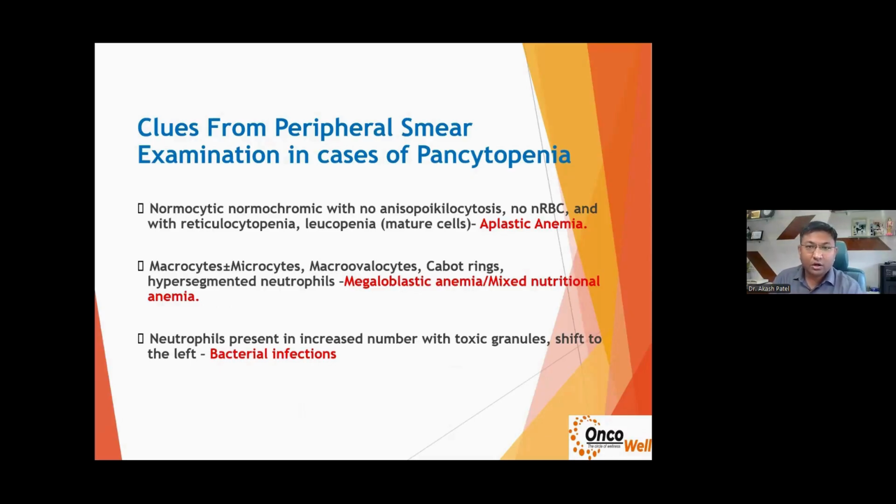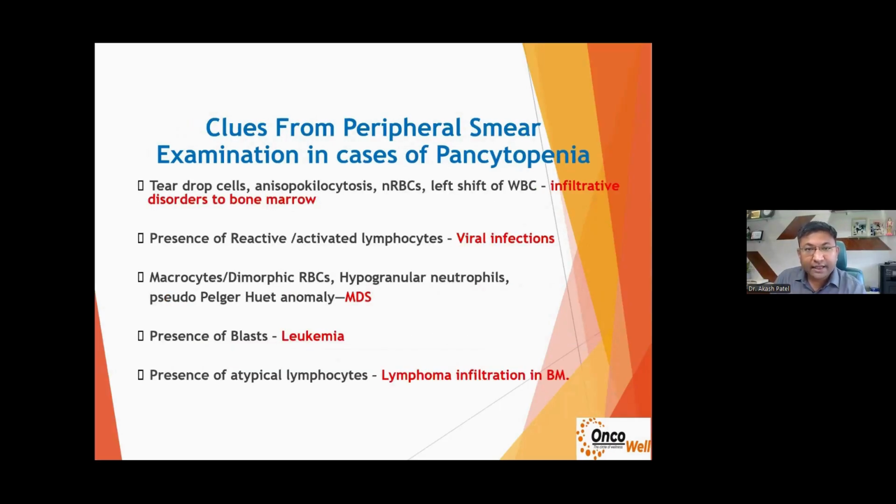If we see normocytic normochromic anemia, and also there is no sign of anisopoikilocytosis or NRBCs, or there is reticulocytopenia, then it may be a feature of aplastic anemia. Macrocytes, we know, suggest megaloblastic anemia. Again, hypersegmented neutrophils in megaloblastic. Teardrop cells and left shift of WBC suggest infiltrative disease, so look at the bone marrow.